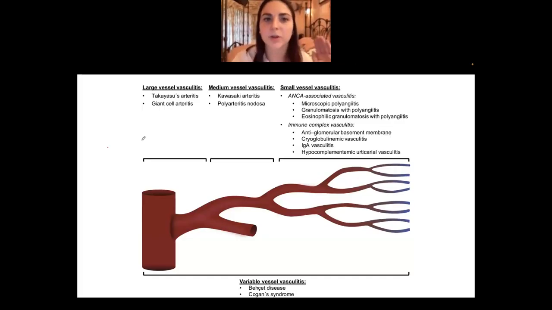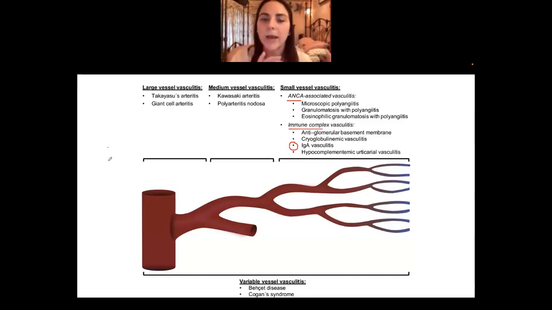So you have your large vessel, your medium vessel, and then your small vessels, and then you have your ANCA associated ones, so ones associated with a P ANCA or a C ANCA, and then you have your immune complex vasculitises. So I don't talk about a lot of these. I think Dr. Sitar only talked about IgA vasculitis in this chapter, because he talks about some of these other ones in later chapters. So we're not going to do them yet.